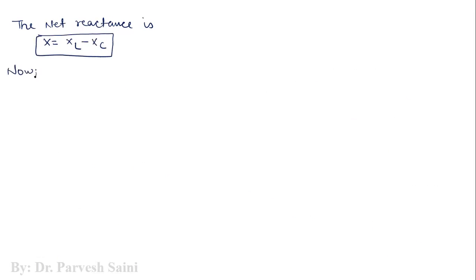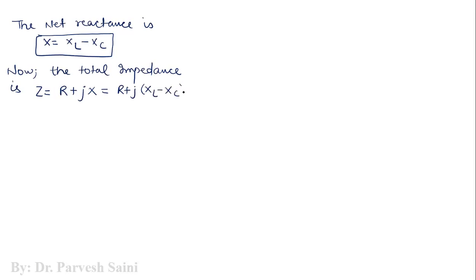Now the total impedance is Z is equal to, because Z is a complex quantity, it is given by R plus jX, or it is equal to R plus j(XL minus XC). So the magnitude is under root R square plus (XL minus XC) square. Now let us mark this as equation number 1.